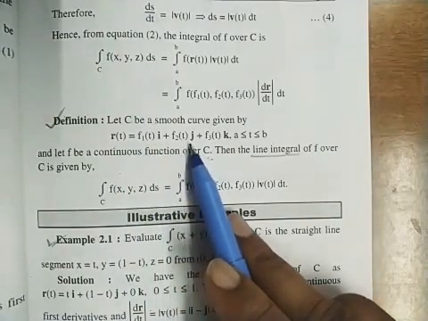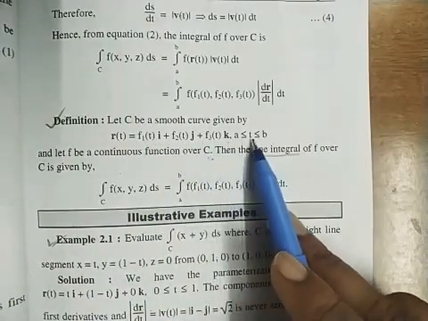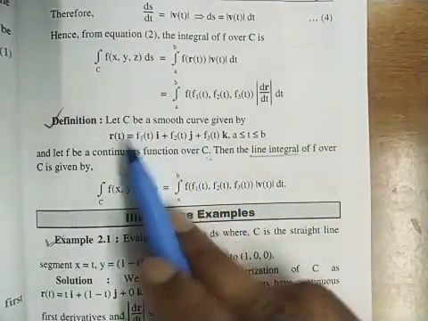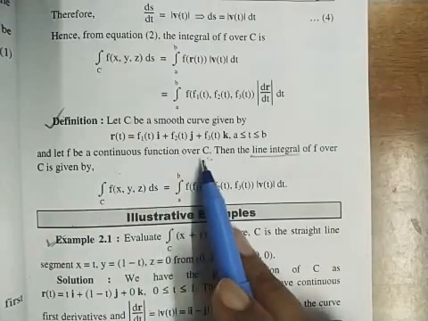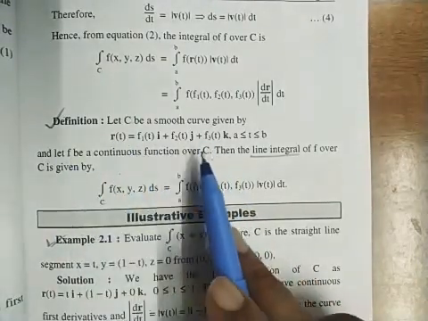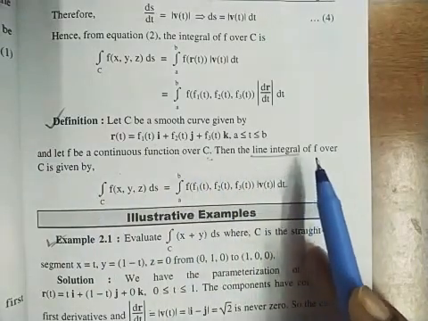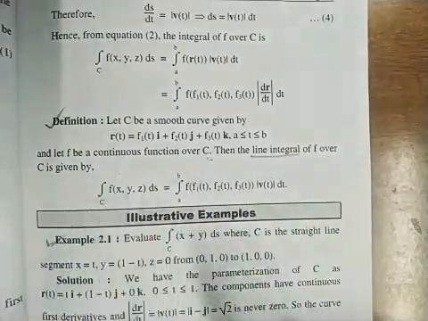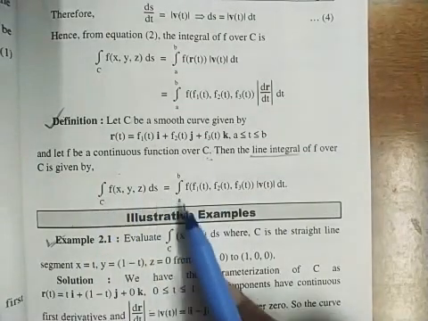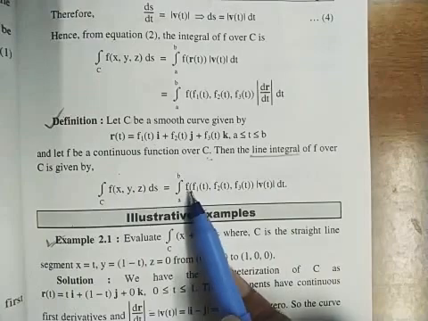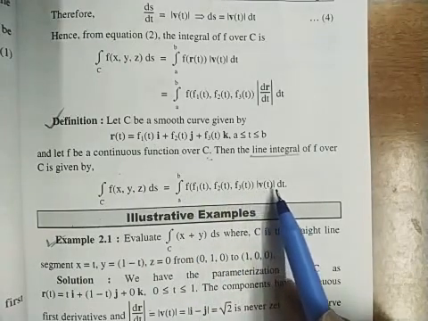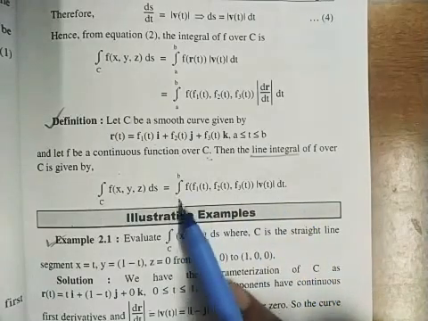where t is between a to b. Okay, this is a smooth curve, we denote it by C, and let f be a continuous function over C. Okay, this is a curve and f is a continuous function over C. Then the line integral of f over C is given by the integral over C of f(x, y, z) ds, which is equal to the integral from a to b of f(f1(t), f2(t), f3(t)) times the magnitude of v(t) dt.